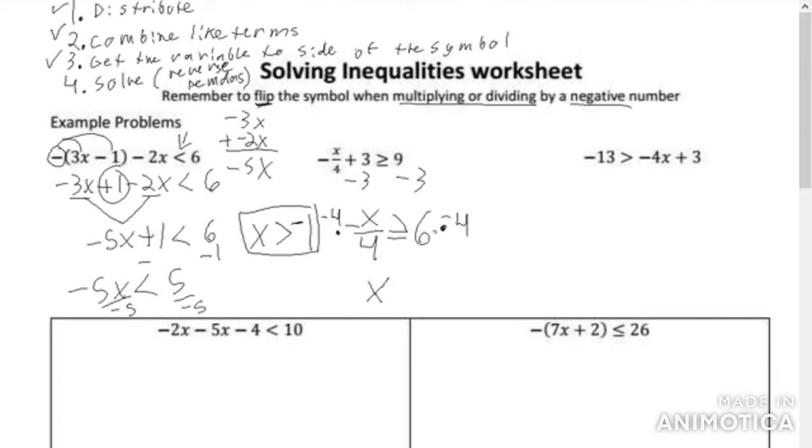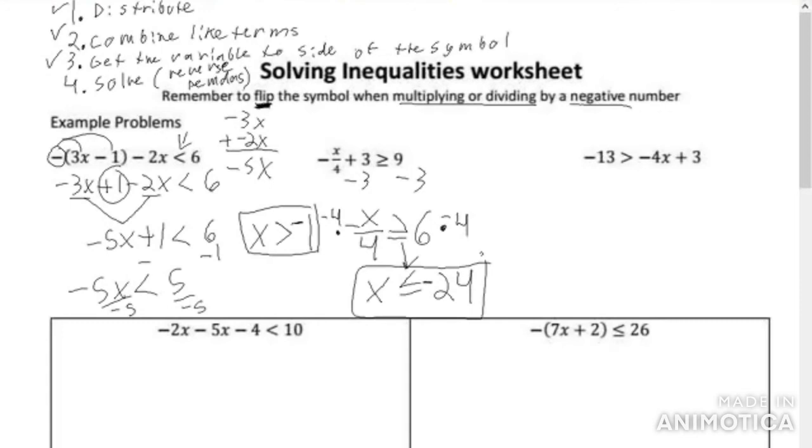6 times 4 is 24. But I have one positive number and one negative. That means it will be negative 24. Now, at this time I multiplied by a negative number. What do I need to do to my sign? I need to flip it. So take the sign and just flip the directions. Okay? And then that is your answer. X is less than or equal to negative 24.